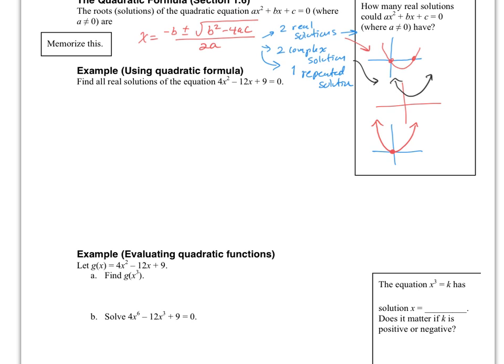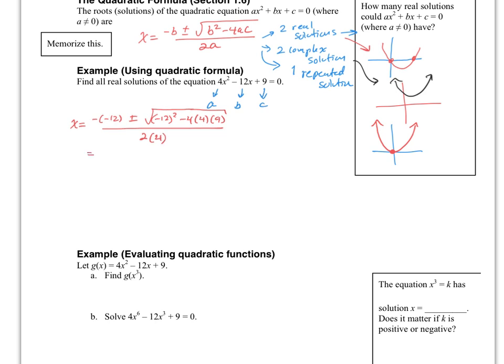to using it. So here the value for a is 4, the value for b is minus 12, and the value for c is 9. If we plug this into the formula, we'll have x equals minus b plus or minus the square root of b squared, which will be minus 12 squared, minus 4ac, everything divided by 2a.